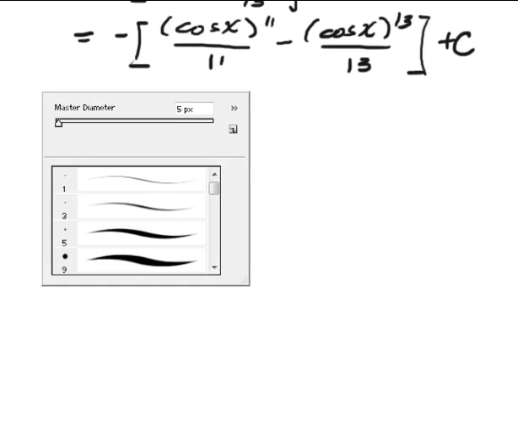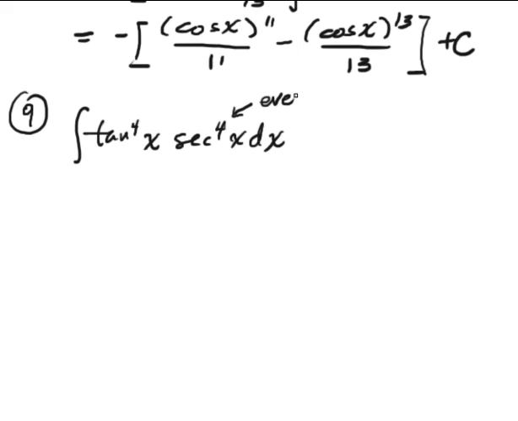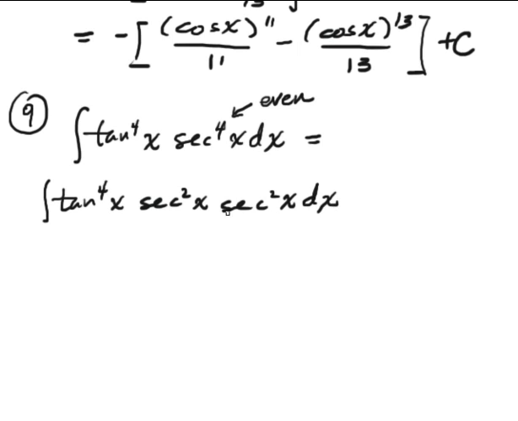Okay, let's look at number 9. All right, another trig integral. So here we have tan fourth x secant fourth x dx. Now this is the case where the exponent of secant is even. And in that case we pull off secant squared and put it next to the dx. And this is the derivative of tangent, so that's going to be our du. In that case, u is going to be tangent x, and du is secant squared x dx.